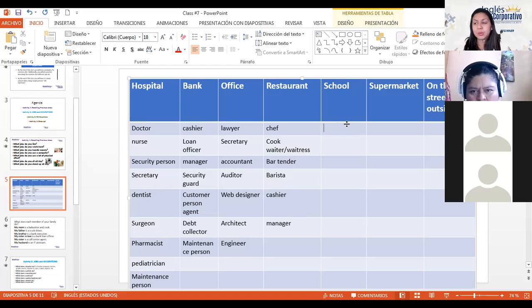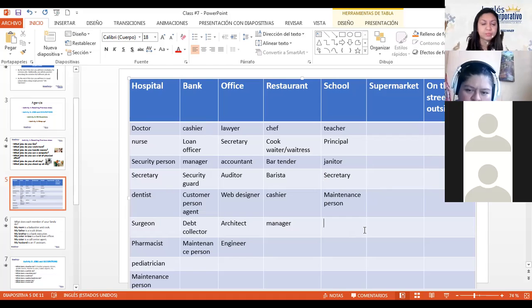Okay, people who work in a school. Teacher. Principal. Exactly. El director se dice principal. Principal. We also have some janitors. So, the janitor is the person who does the maintenance or the cleaning. And it's also like the person who is at the front door. There's also a secretary, right? My intervene person. Can you repeat, please? My intervene person. Okay. Person, yes.